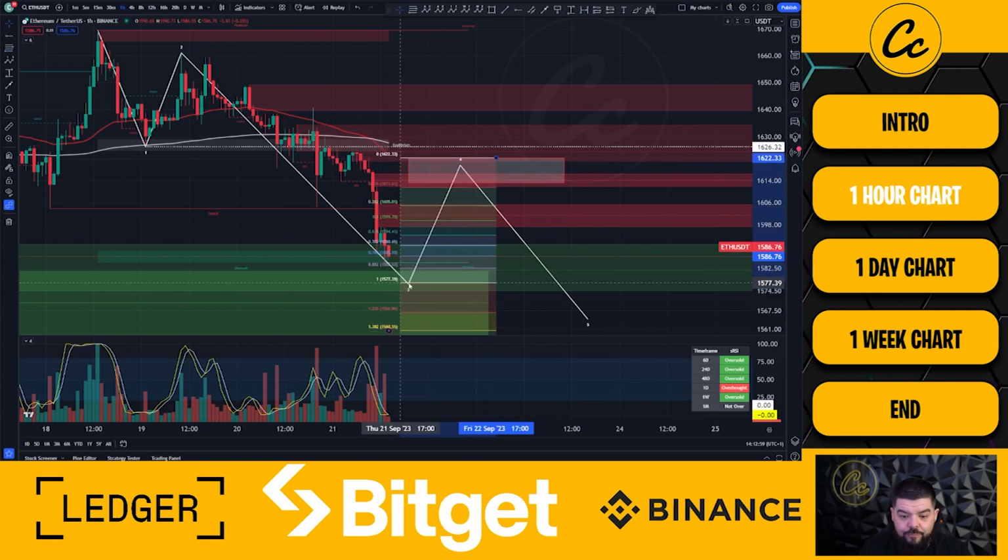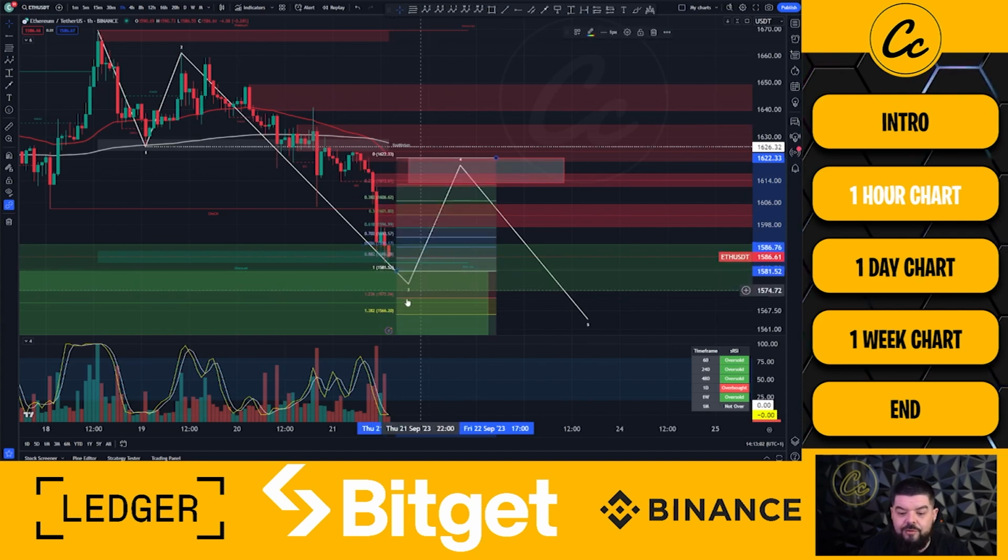So as we know, we're looking for a little push further down here. We can take it to the top of this fair value gap that has been left on the chart, and we can take it to the top of the typical retracement area. We don't know where this is going yet.